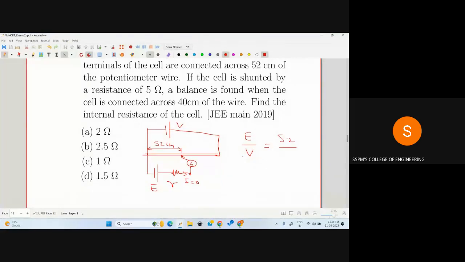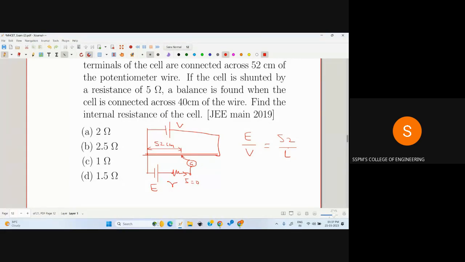52 divided by the total length. Let's consider the total length of wire is L. 52 is the balancing length, E is the cell connected across the wire, and V is the supply voltage. So what is the relation for E to V according to the balance condition? E upon V is equal to 52 upon L. Is it right?